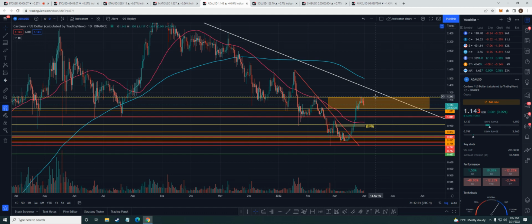Let's get a little bit higher there. Let's go a little bit higher. I want to see this right here. Oh, it didn't work. Okay. Come on, TradingView.